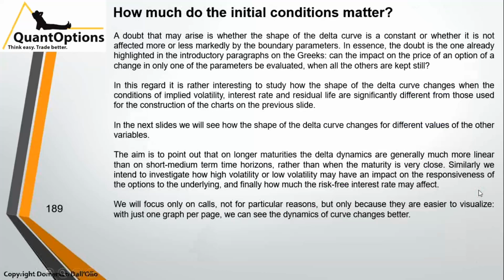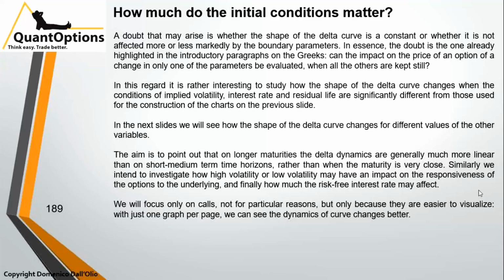How much do the initial conditions matter? A doubt that may arise is whether the shape of the delta curve is a constant or whether it is affected more or less markedly by the boundary parameters. In essence, the doubt is the one already highlighted in the introductory paragraphs on the Greeks. Can the impact on the price of an option of a change in only one of the parameters be evaluated when all the others are kept still?